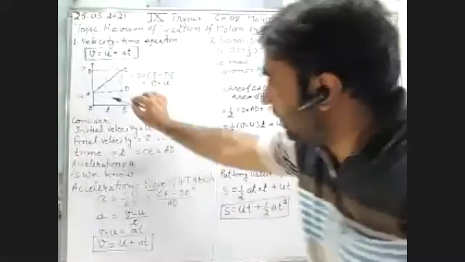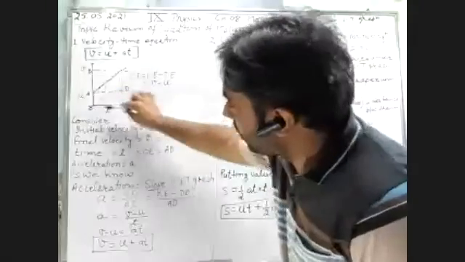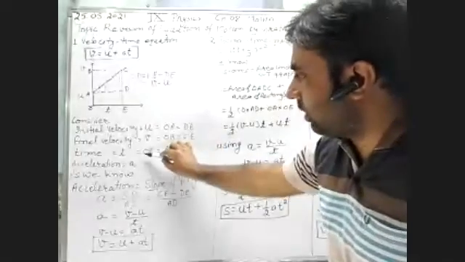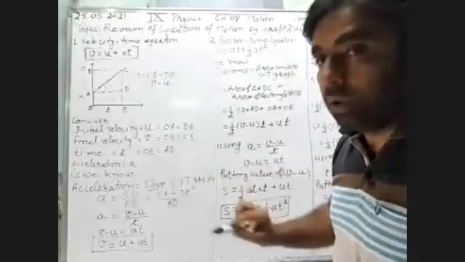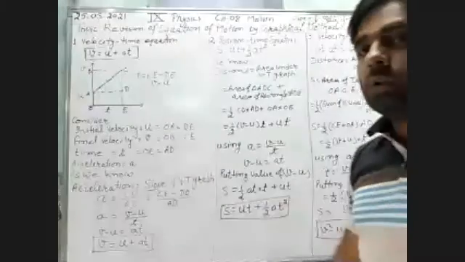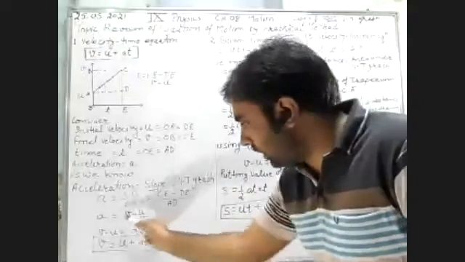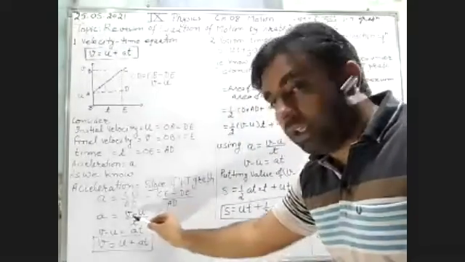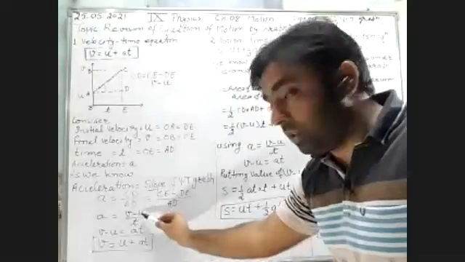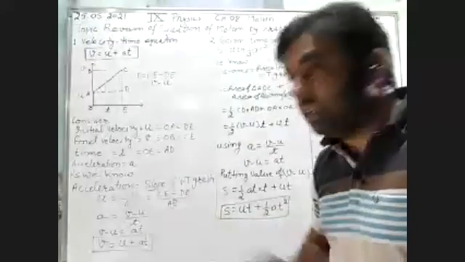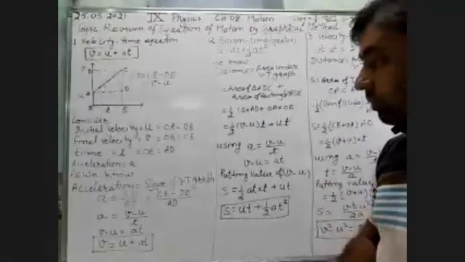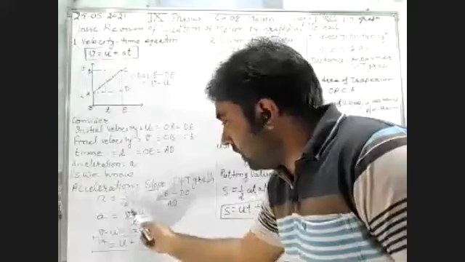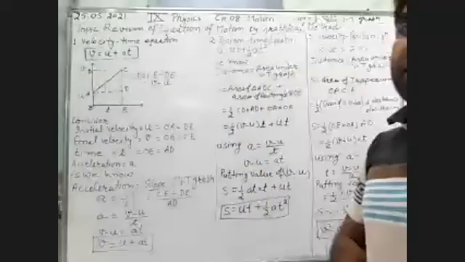What about this AD? AD is opposite to OE, and OE is equal to AD, and this will be equal to T. So put all these values here. CE is V. DE is represented by U. What about AD? AD is T. So acceleration is V minus U divided by T.